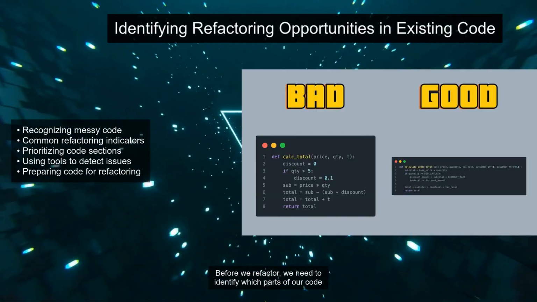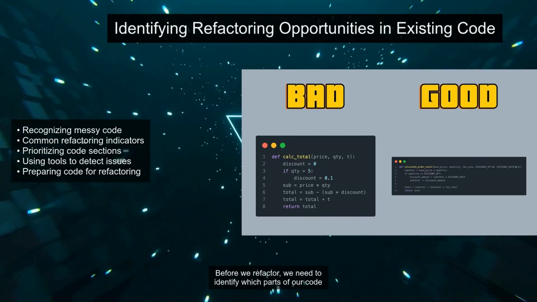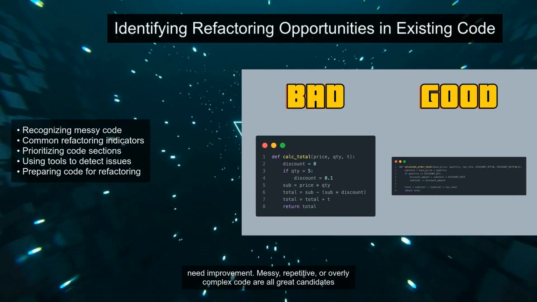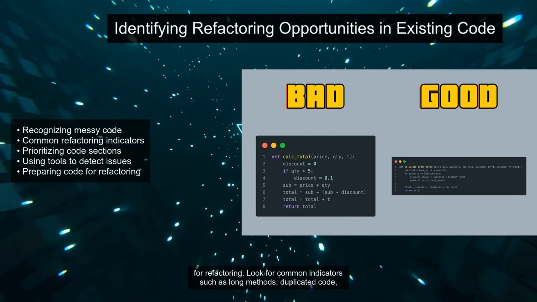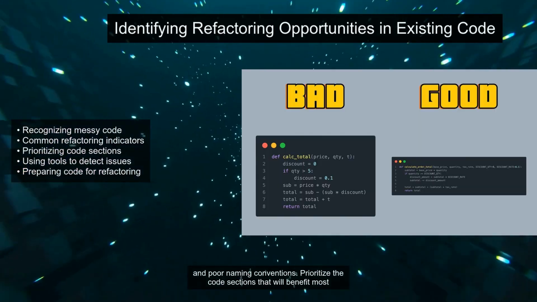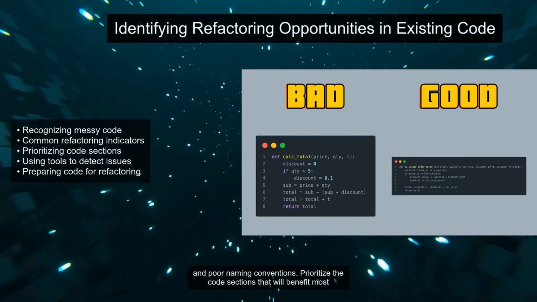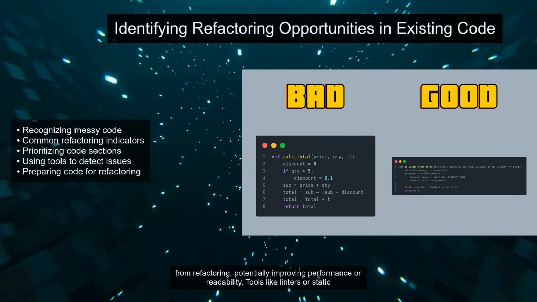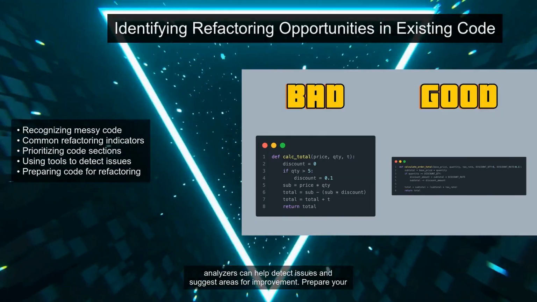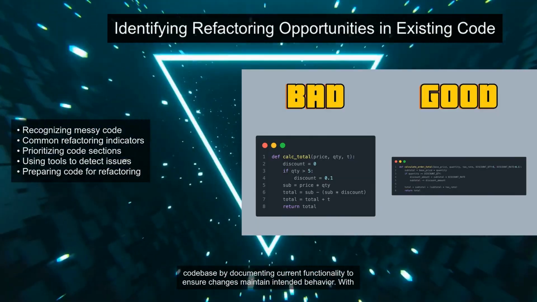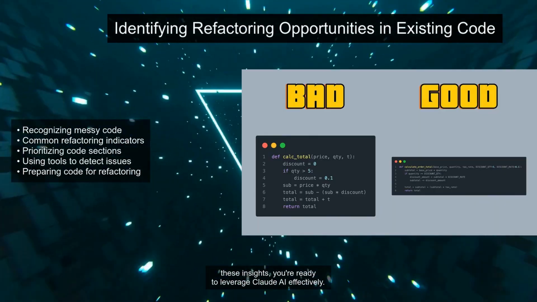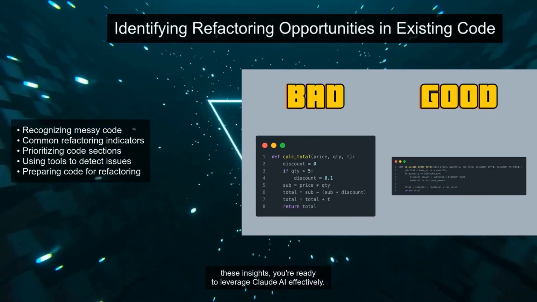Before we refactor, we need to identify which parts of our code need improvement. Messy, repetitive, or overly complex code are all great candidates for refactoring. Look for common indicators such as long methods, duplicated code, and poor naming conventions. Prioritize the code sections that will benefit most from refactoring, potentially improving performance or readability. Tools like linters or static analyzers can help detect issues and suggest areas for improvement. Prepare your codebase by documenting current functionality to ensure changes maintain intended behavior. With these insights, you're ready to leverage Claude AI effectively.